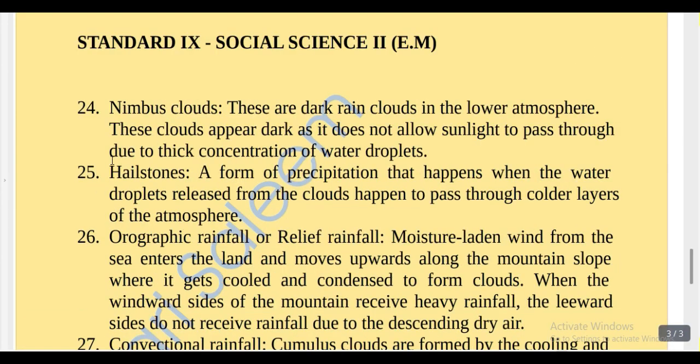Nimbus clouds. These are dark rain clouds in the lower atmosphere. These clouds appear dark as they do not allow sunlight to pass through due to thick concentration of water droplets. Hailstones. A form of precipitation that happens when the water droplets released from the clouds happen to pass through colder layers of the atmosphere.